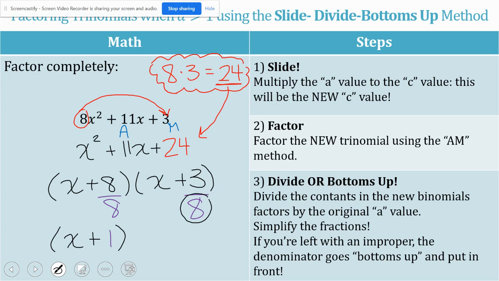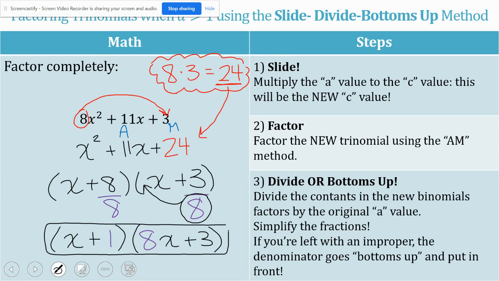So this is what it's going to look like. We're going to take this 8 and move it right in front of that x. So this is what we're left with: open parentheses, 8x plus 3. And that's how we do this when we have an a that's greater than 1. Okay, so we slide. It's really slide, factor, divide, bottoms up. So let's take a look at another example.